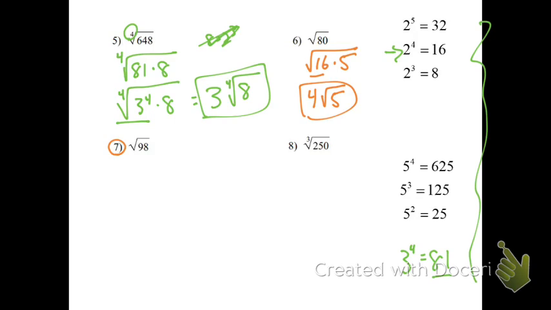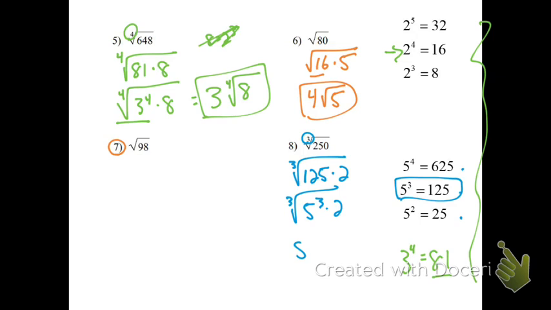Now, whenever a number ends in a 5 or a 0, it has to be divisible by 5. That's why I put these on here. And we're going to hope that 125 goes into it because of the 3 right there. So let's see. That's 125. This is the 3rd root. And then 125 times 2 gives me 250. So this would be like the 3rd root of 5 to the 3rd times 2. So this would be 5, and then the 3rd root of 2. And that's how you simplify that one.